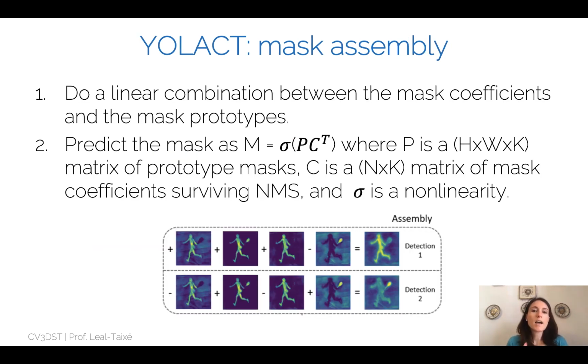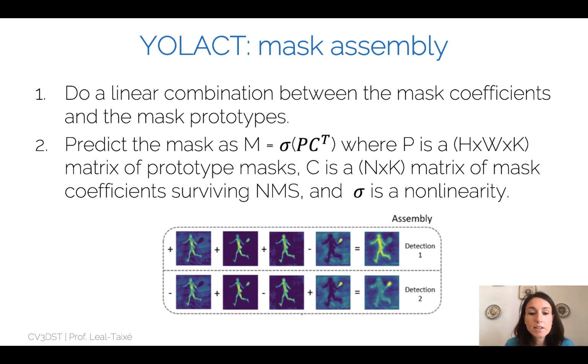So now the question is, how do I generate the mask from these mask prototypes and these mask coefficients? What you do is a linear combination between the mask coefficients and the mask prototypes. So you predict a mask as this linear combination and then pass it through a nonlinearity. In this case, P is the H by W by K feature map, the output of Protonet, which is essentially the matrix of prototype masks. C is an N by K matrix of mask coefficients that have survived NMS. Remember that the coefficients are predicted together with the anchor boxes, so the NMS can be applied on that side. And then sigma is a nonlinearity.